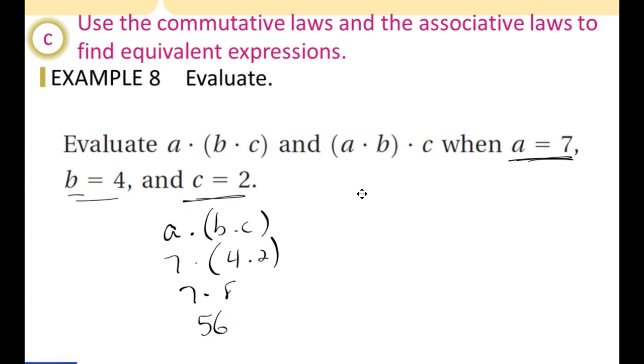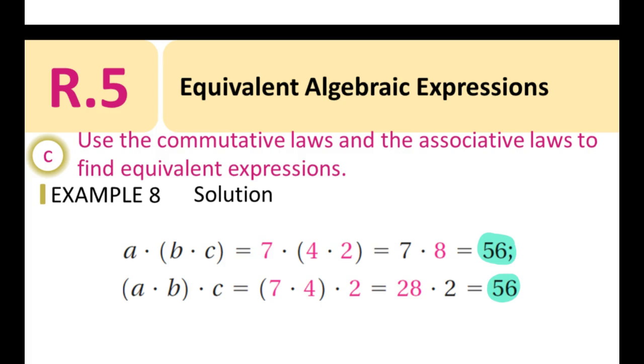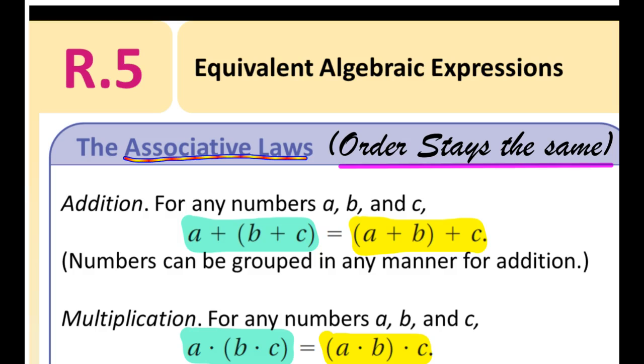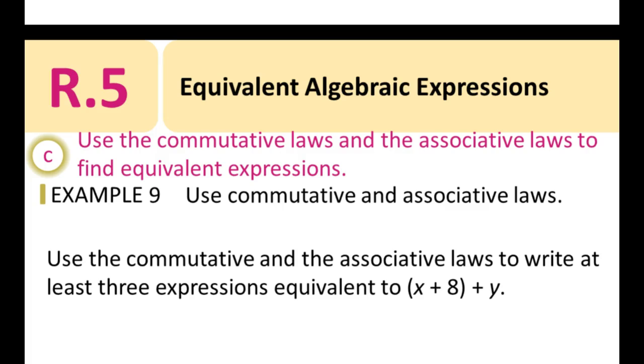56. And similarly over here, now we've got the A term is 7 times my B term 4 times the C. So now we have 28 times 2, which is still 56. So again, we're proving the associative laws. Both answers give me 28. So again, the order is going to stay the same for the associative. You don't mix up A, B, and C. The order stays the same.